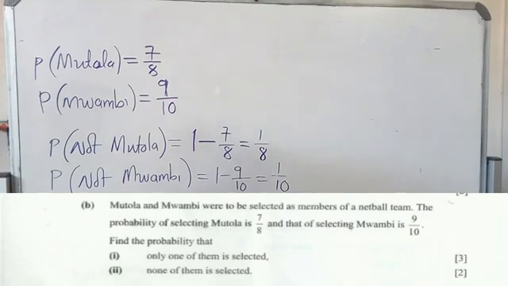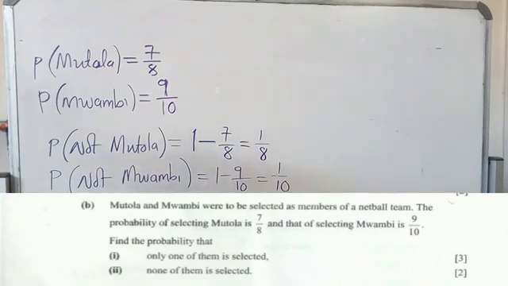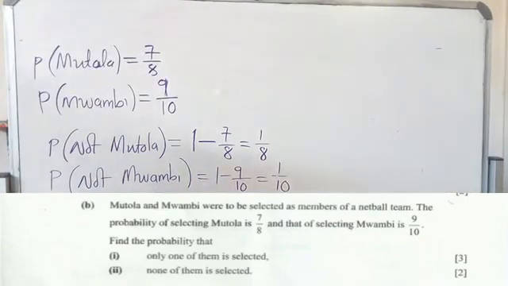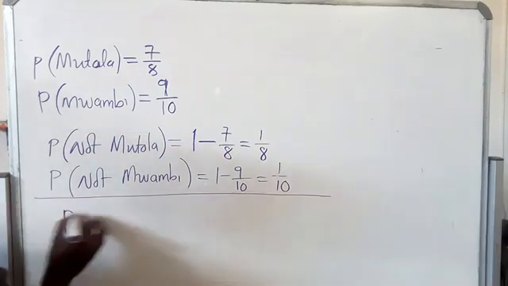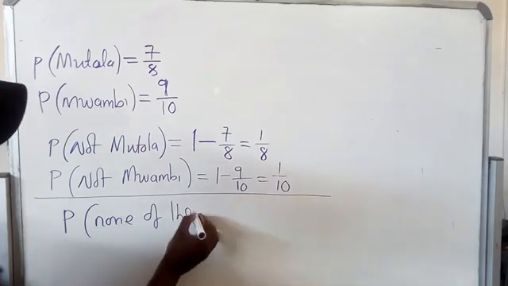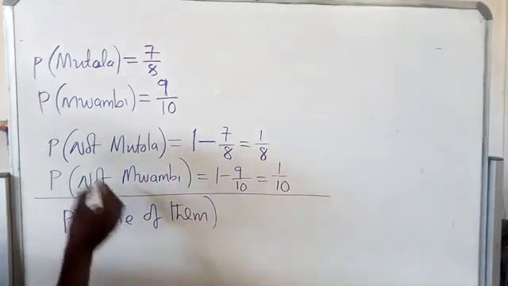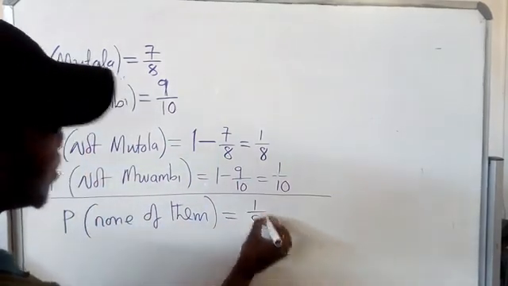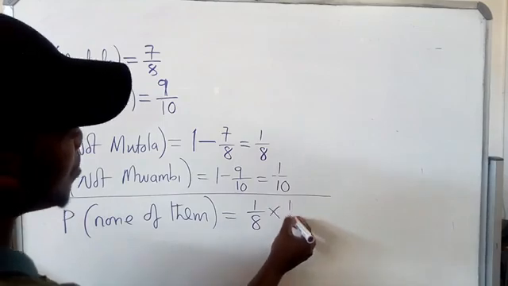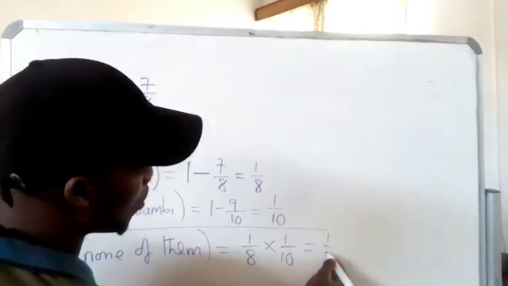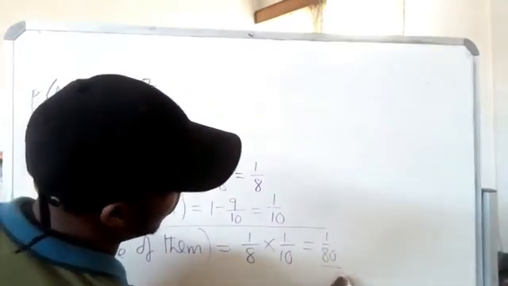So, okay, in order for us to answer the next question, which says the probability of picking none of them, like not picking anyone, what is the probability? You just get the probability of not picking Mutola times the probability of not picking Mwambi, which is equal to 1 over 80. So this is our answer.